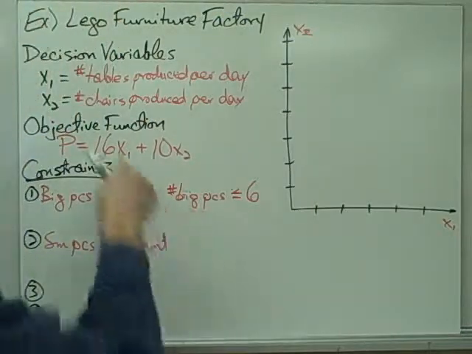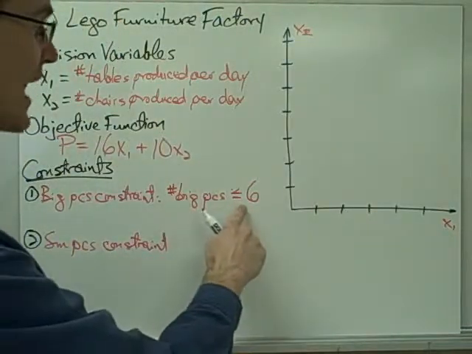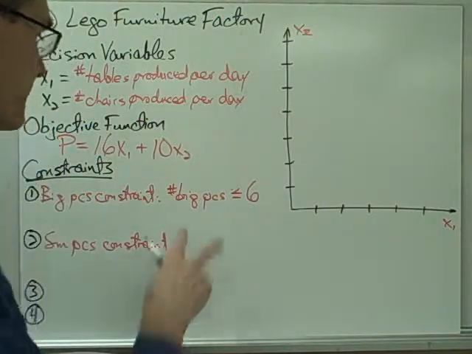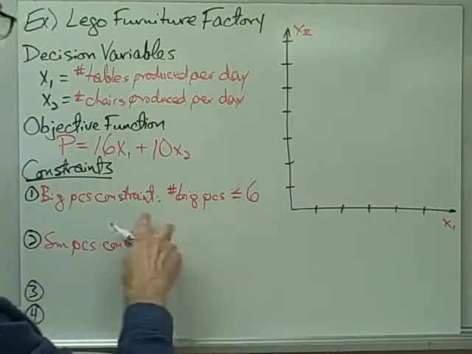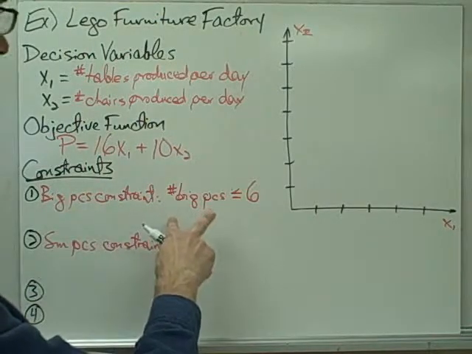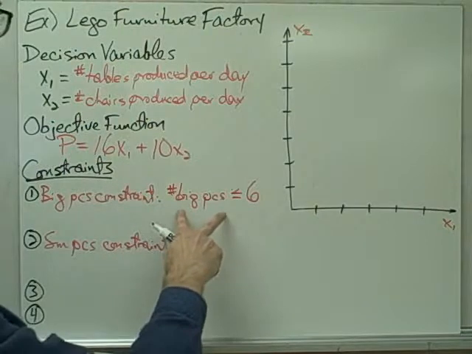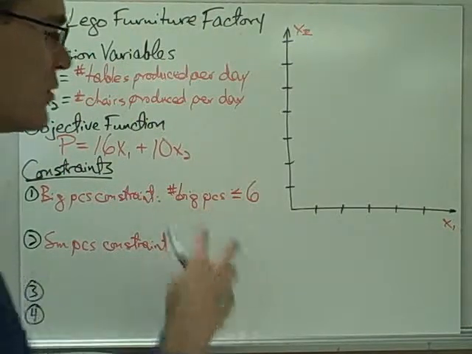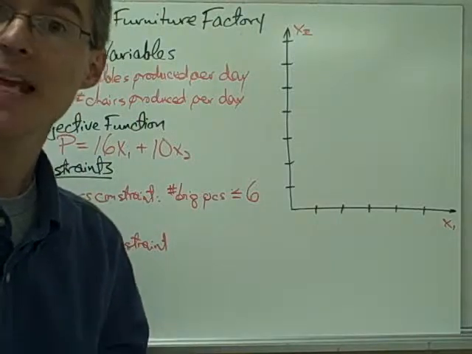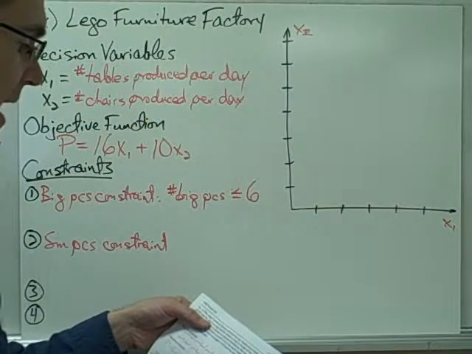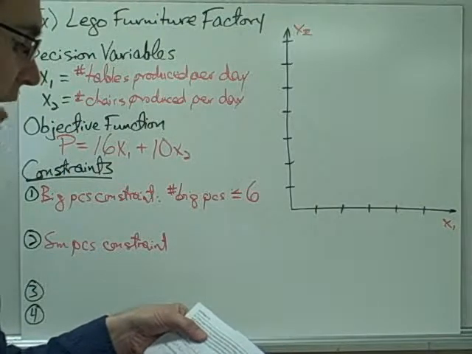In other words, we can make as many tables and chairs as we want as long as we use less than or equal to 6 big pieces. Well, how am I going to express this as an inequality? The number of big pieces that I use is going to be less than or equal to 6. That number depends on how many tables and how many chairs I make. Specifically, I'm told a table is made of 2 small pieces and 2 big pieces.